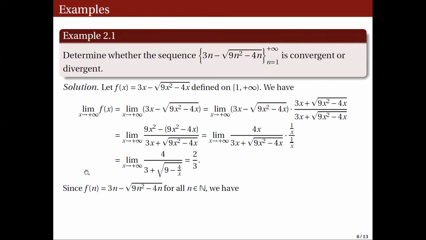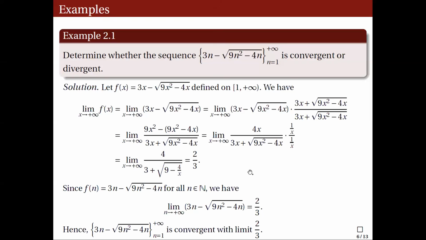And because f of n is equal to 3n minus the square root of 9n squared minus 4n for all positive integers n, we have the limit of the nth term of the given sequence as n goes to infinity is equal to 2/3. So therefore, the given sequence 3n minus the square root of 9n squared minus 4n from 1 to infinity is convergent with limit 2/3.